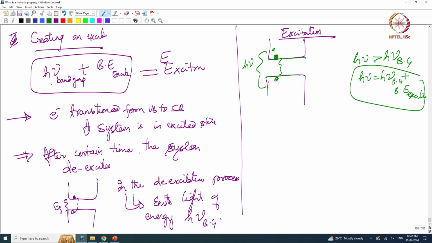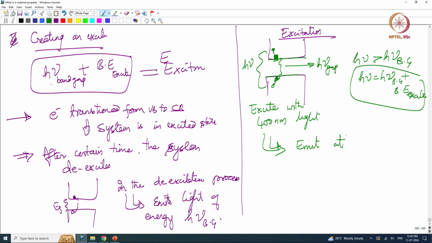The de-excitation happens when these electrons, even if they are at a higher energy, lose their energy and come to the bottom of the conduction band, and holes, which can have a higher energy, somewhere here, have to come to the top of the valence band and then emit some light, and that light will have an energy of h nu band gap. So, I can excite with 400 nanometer light, but I can emit at the band gap. Band gap can be some 532 nanometers. So, lambda band gap equal to 532 nanometers. That sort of a thing always happens.